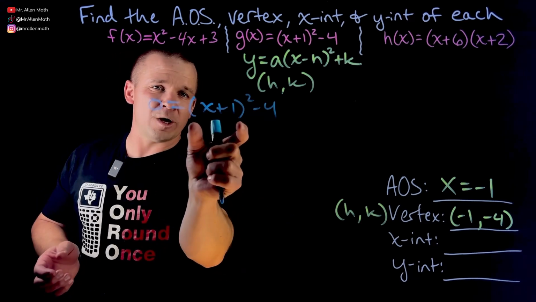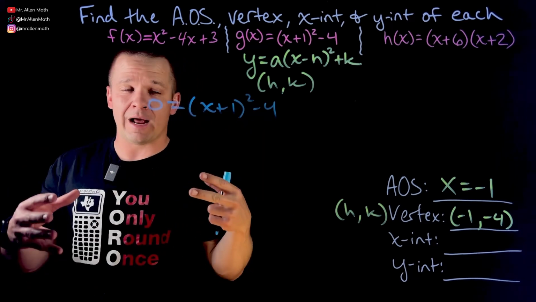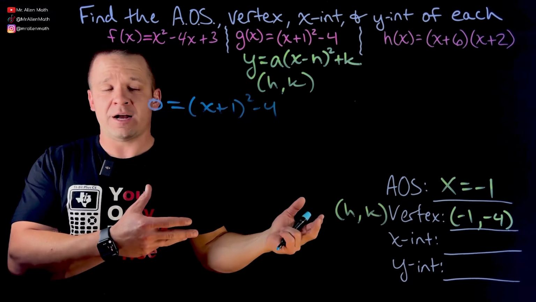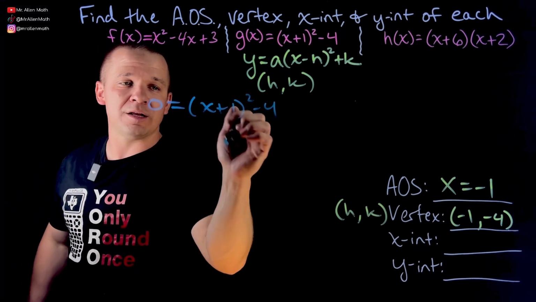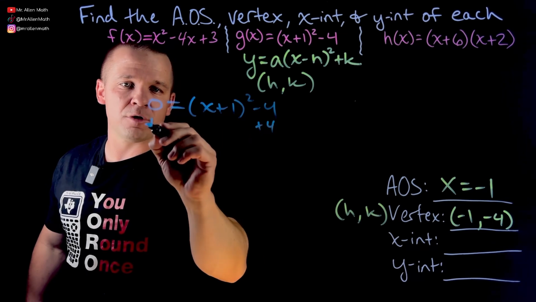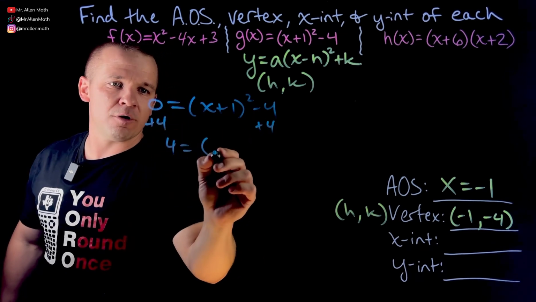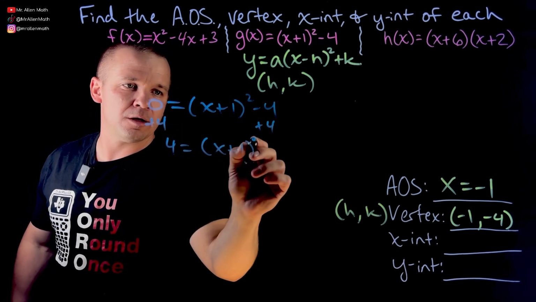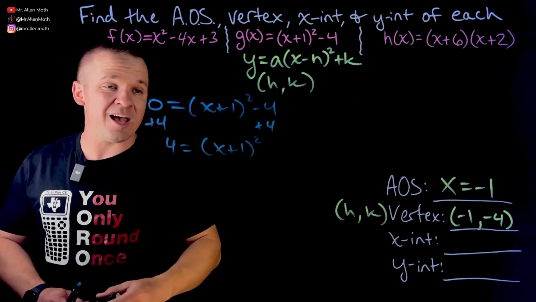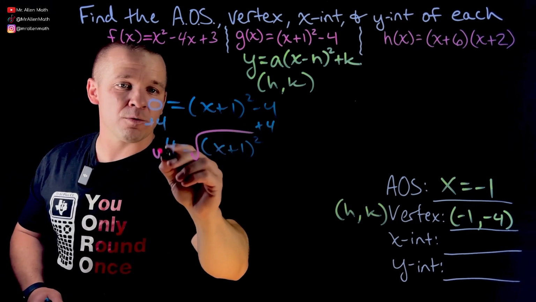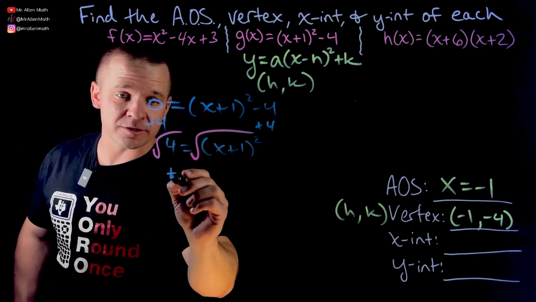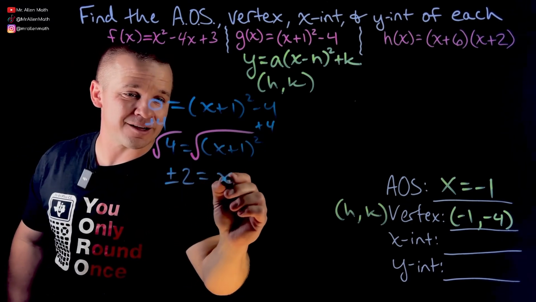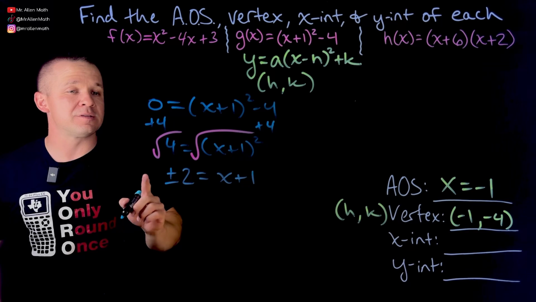I could write this as (x plus 1) times (x plus 1), FOIL it out, combine like terms, maybe factor, maybe quadratic formula, I don't know. Or, hold up, I have the quantity squared. What if I just added 4 to both sides? Now I have 4 equals (x plus 1) quantity squared, and then bust out a square root on both sides. And of course, don't forget the plus or minus: 2 equals x plus 1. And now we can solve this thing.